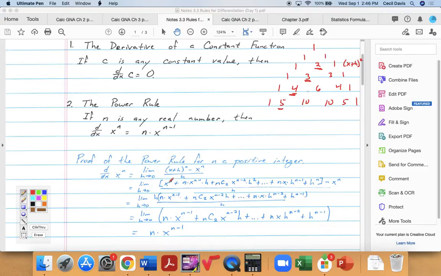And then what's going to happen is the x to the nth is going to subtract out because you're going to have a positive 1 and a negative 1. And every other term is going to have multiple h's in it, so that when you divide, only this term matters. The rest of them have h's in them, and when h goes to 0, they will all go to 0. So this is why you end up with n times x to the n minus 1. That is the power rule for power functions. X raised to a power.